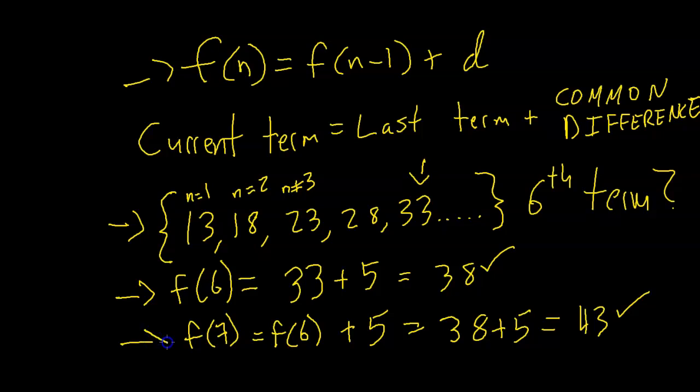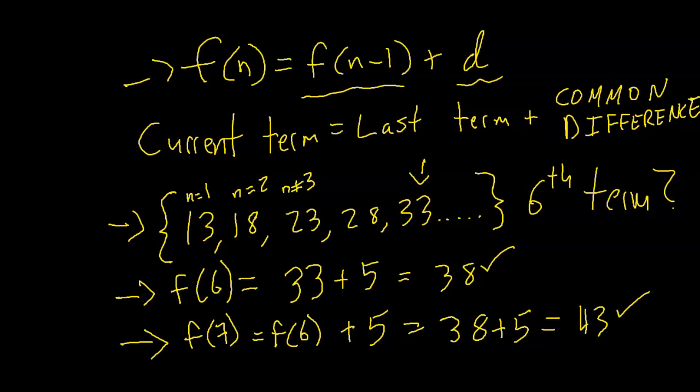And what's f of 7? F of 7 is the value of the seventh term. That equals f of n minus 1, f of 6 in this case, plus the common difference. F of 6 is 38, common difference is 5, so f of 7 equals 38 plus 5, which is 43.